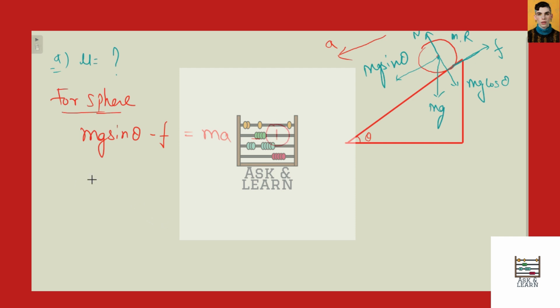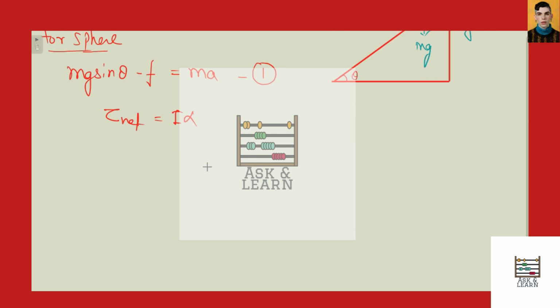And second is the torque equation, that is net torque is given by I alpha. So here torque is due to this friction force, that is F into R is equal to I, which is 2 by 3 mr square, into alpha. From here we know that in pure rolling a is equal to R alpha. So alpha can be written as a by R. So put alpha in this equation and we get F is equal to 2 by 3 ma. This is our equation second.